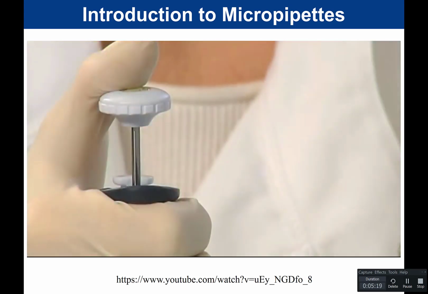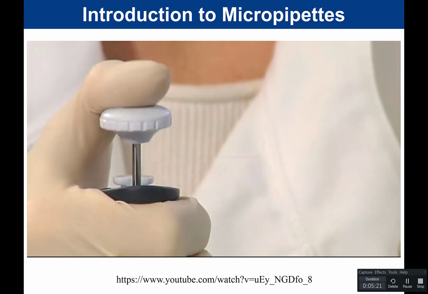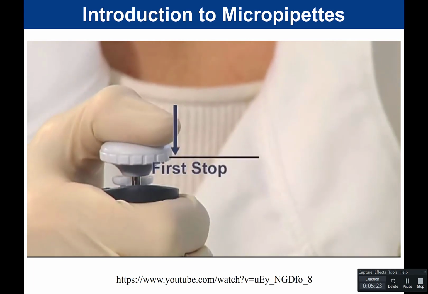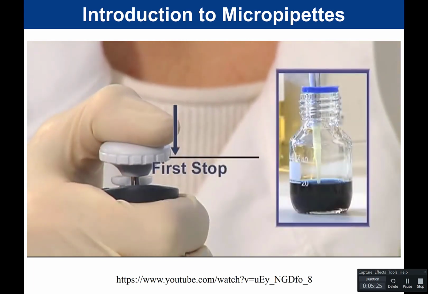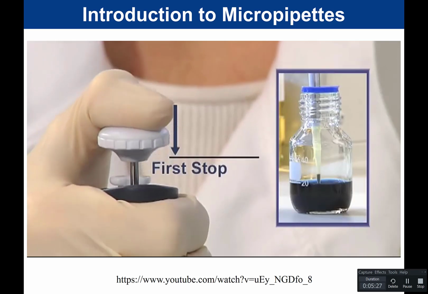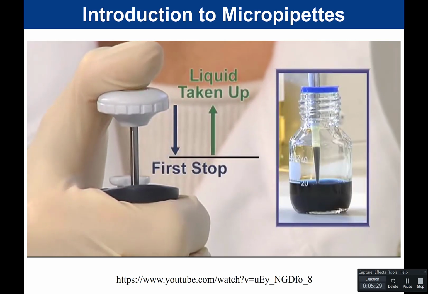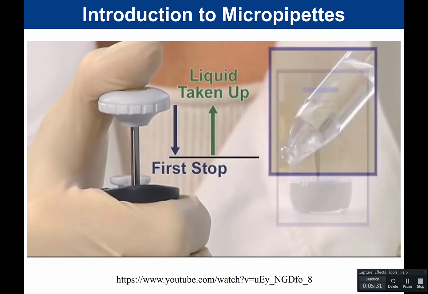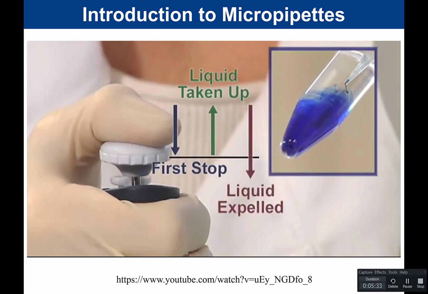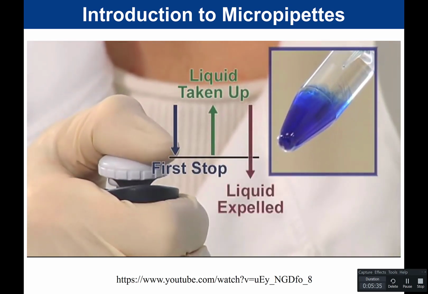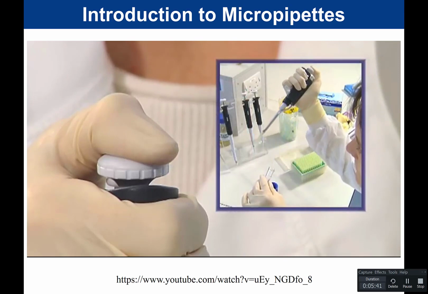So to recap, push down the push button until you feel some resistance. Place the pipette into the liquid and slowly release the push button. Release the liquid from the pipette by pushing past the first stop to fully expel the liquid from the pipette tip into the recipient container. Withdraw the pipette from the container before you release the button.